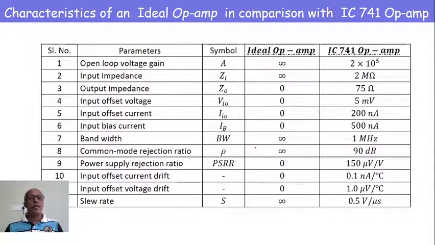Coming to the characteristics of the operational amplifier, we are comparing the ideal operational amplifier with the commercially used operational amplifier, that is IC 741C. We will have around 12 characteristics here, and each characteristic will have a parameter. Coming to the first one, we have open loop voltage gain. Open loop voltage gain is represented by the symbol A.